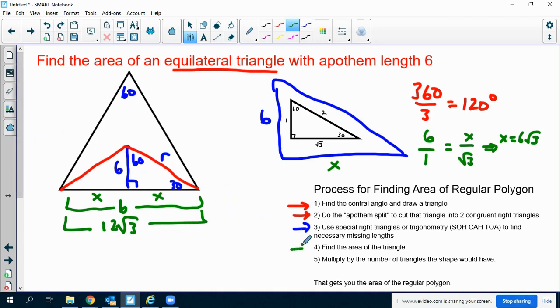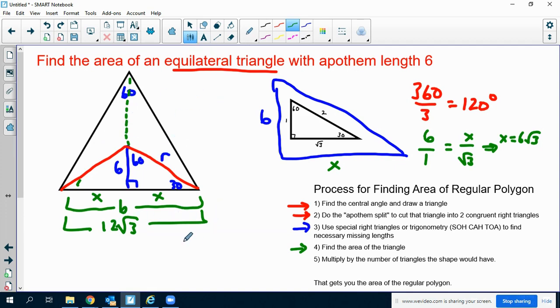So now I'm on step 4, finding the area of this triangle. Now, once I find the area of this triangle, that will make my problem much easier because once I find the area of that triangle, then I can just multiply it by 3 because there are 3 triangles that are exactly the same in this picture.